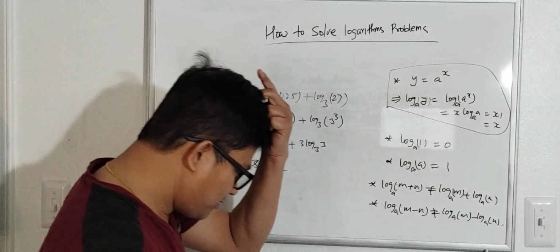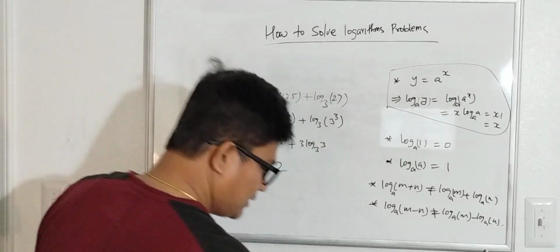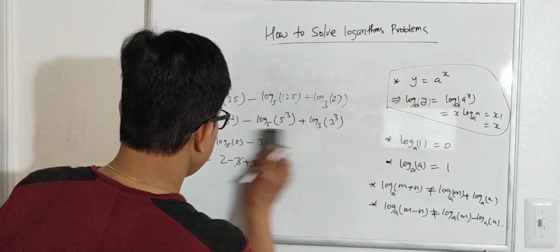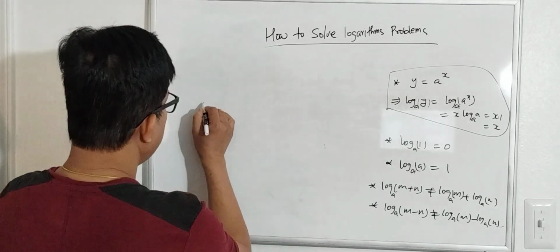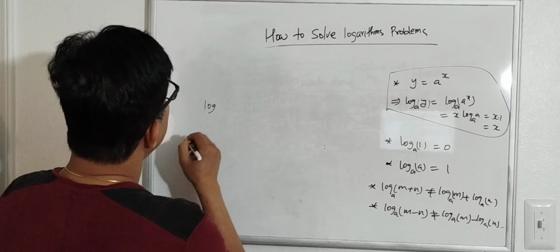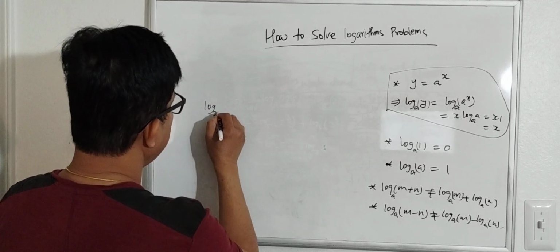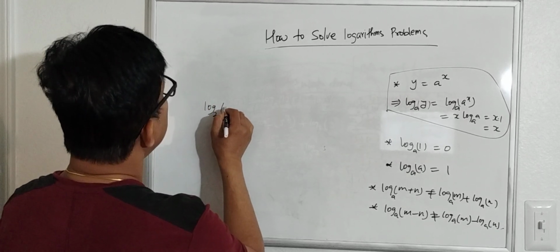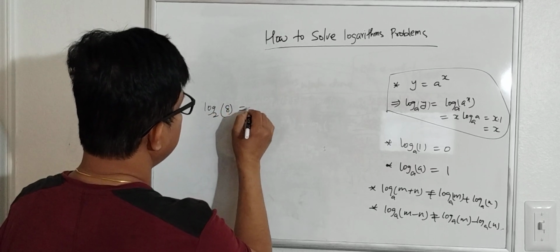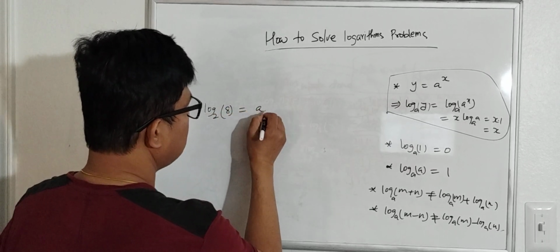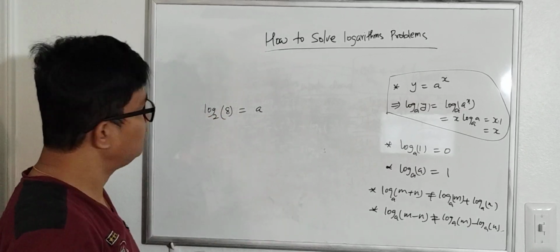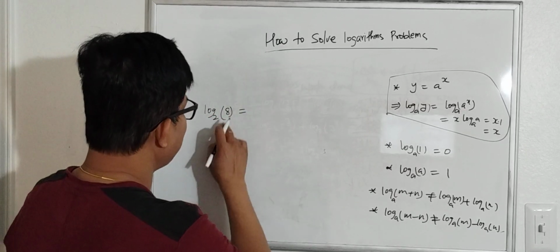Okay. Now let's say you have something like this: log base 2 of 8 equal to, I don't know, let's call it a, but this has some value. Oh no, okay, I should not write this.